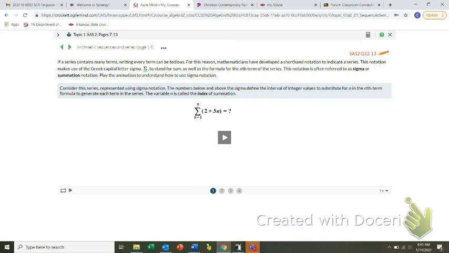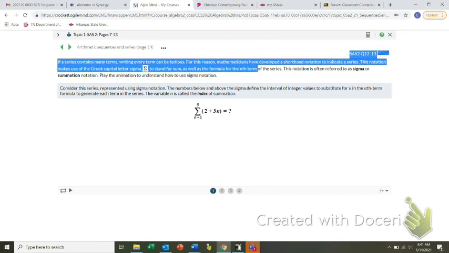All right, so if a series contains many terms, writing each term can be very tedious. For this reason, mathematicians have developed a shorthand notation to indicate a series. This notation makes use of the Greek capital letter sigma. So that fancy E is a sigma, to stand for the sum, as well as the formula of the nth term of the series. The notation is often referred to as the sigma or the summation notation.